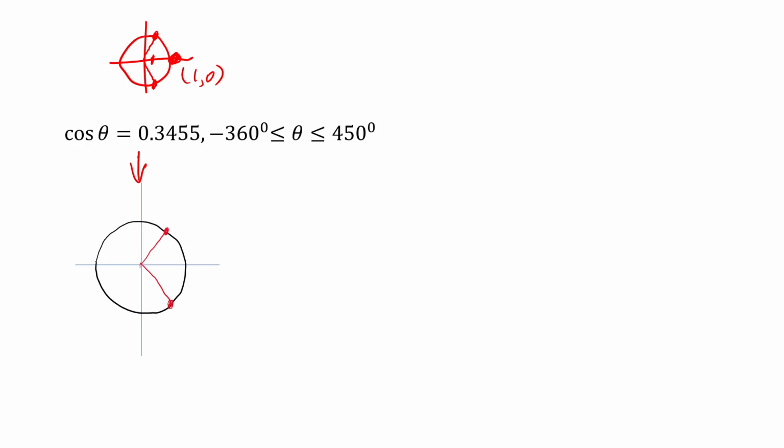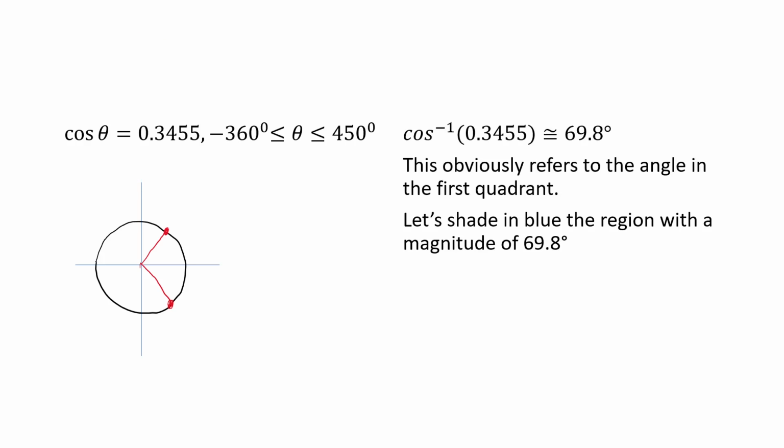So once we do that, we use our calculator. The cos inverse of 0.3455 is roughly 69.8. So I can believe that this is 69.8 degrees. I'm happy with that. And I put that answer there.